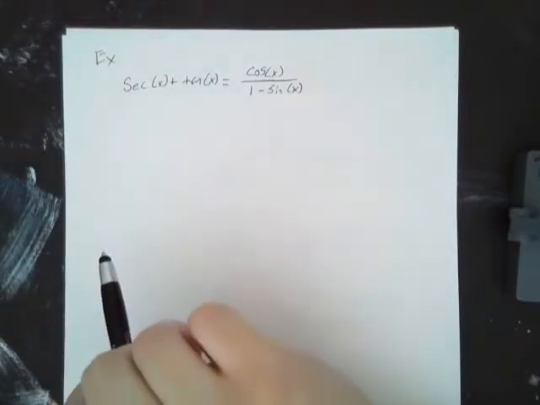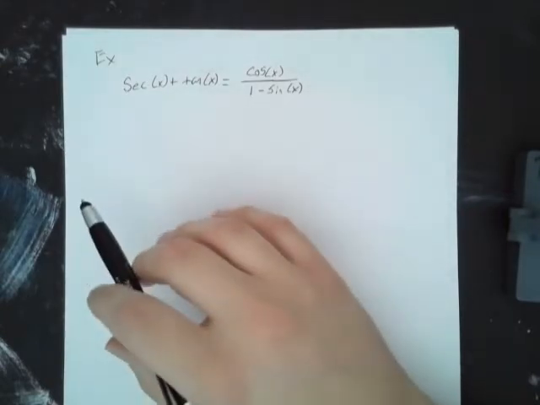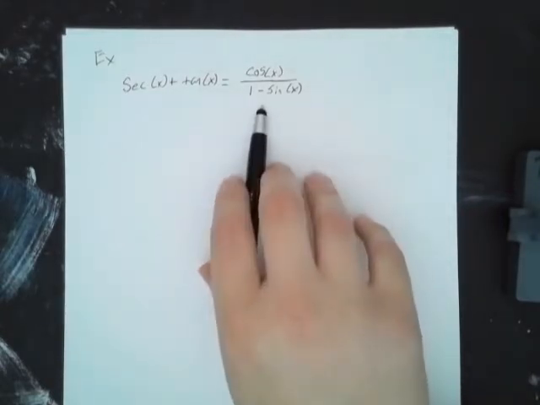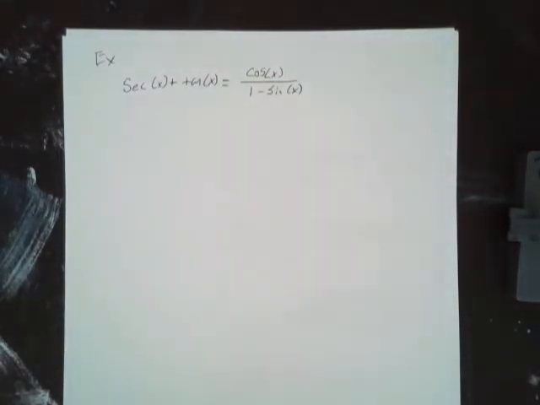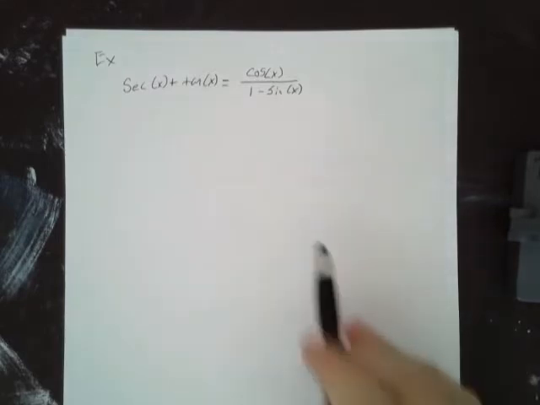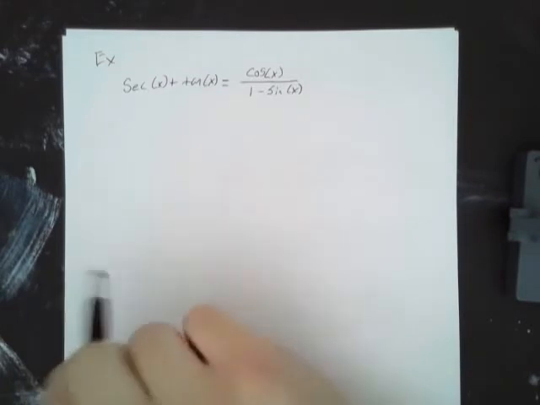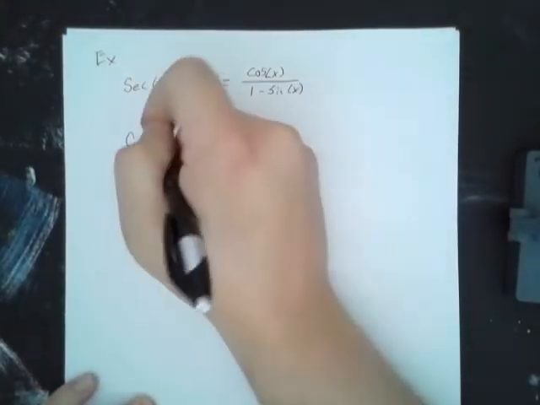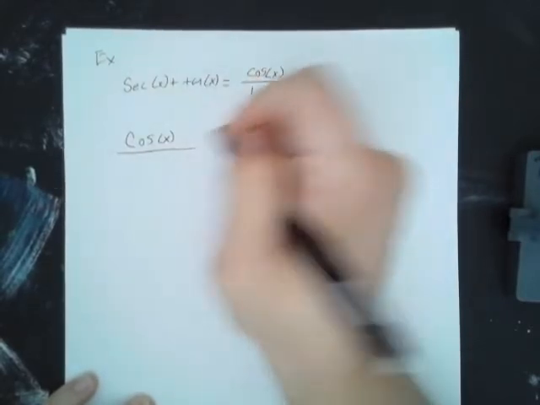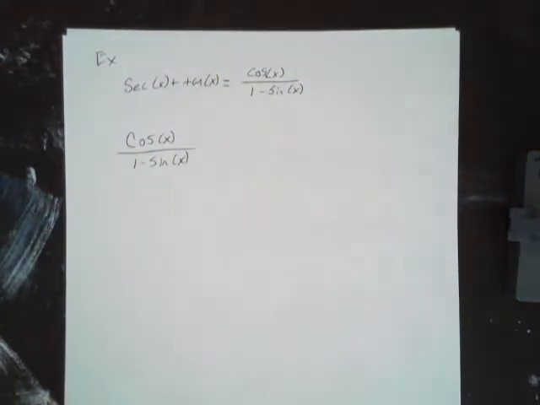Now the next thing that I notice is that my left-hand side doesn't have anything that is really going to be easy to break down. Secant plus tangent is pretty much as basic as you can get. Over here on my right-hand side, cosine of x over 1 minus sine of x looks like something I can work with. So this is where I'm going to start, and I'm going to assume that I'm going to end up looking like my left-hand side. So I'm going to focus on my right-hand side, starting with cosine of x over 1 minus sine of x.